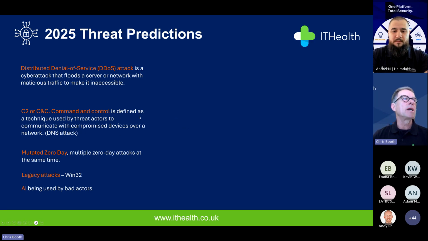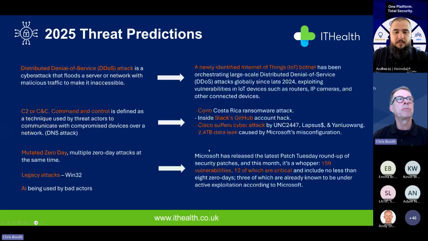We're also seeing C2 command and control attacks, and DNS attacks, which are now heavily augmented and far more complex than they were. We're seeing things like mutated zero-day attacks, so rather than one attack, you get hit by one, and then multiple attacks come off the back of that. Obviously, legacy is still an issue within the market that we all love and work in, even down to Win32, and then AI being used by those bad actors. So it's important that we understand what that looks like.